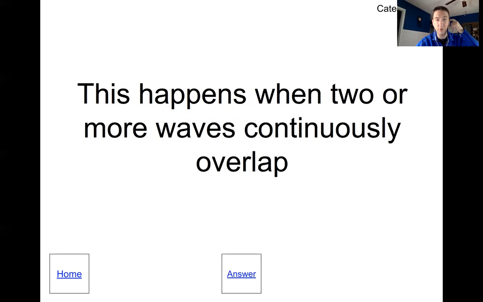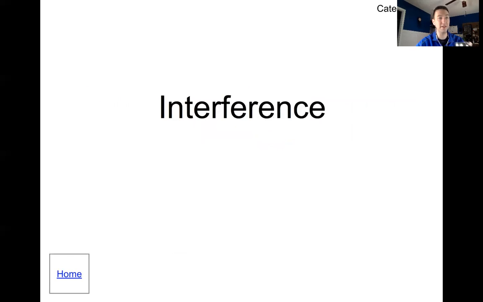This happens when two or more waves continually overlap. This is like when you're driving down the road and you're hearing two radio stations at the same time. That is an example of interference.